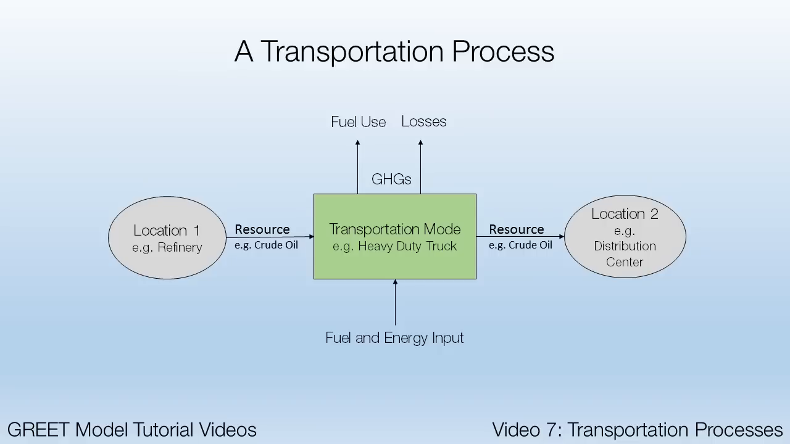Lifecycle energy consumption and emissions that occur in a transportation process are the result of fuel used by the transport modes. A small percentage of total process energy or emissions might come from losses, which could occur from leakage or evaporation of gases to the atmosphere, or from extra product being transported to make up for a loss.